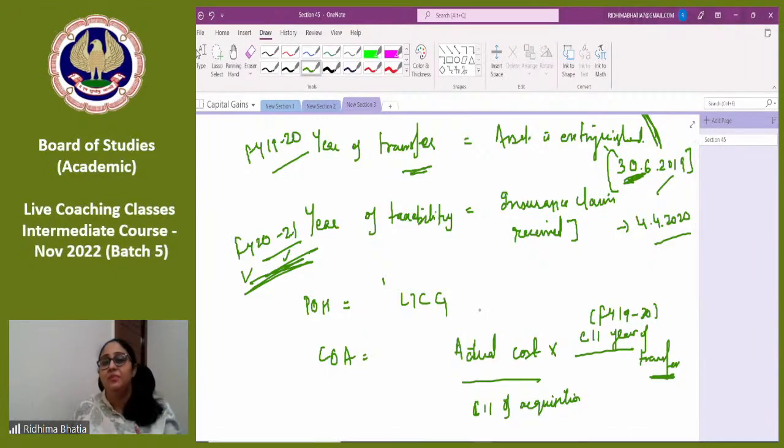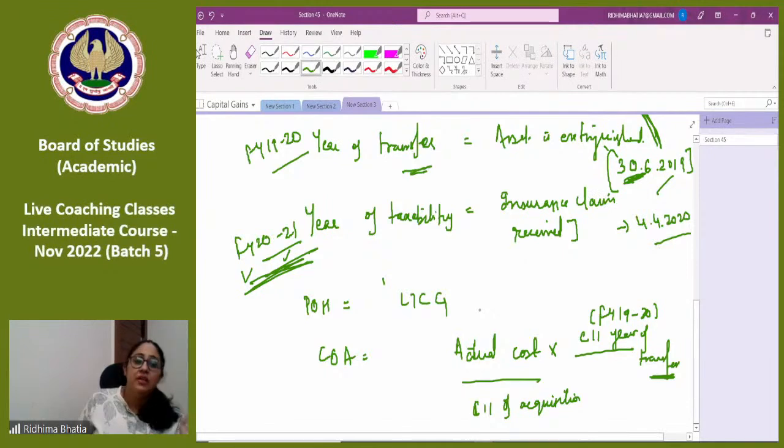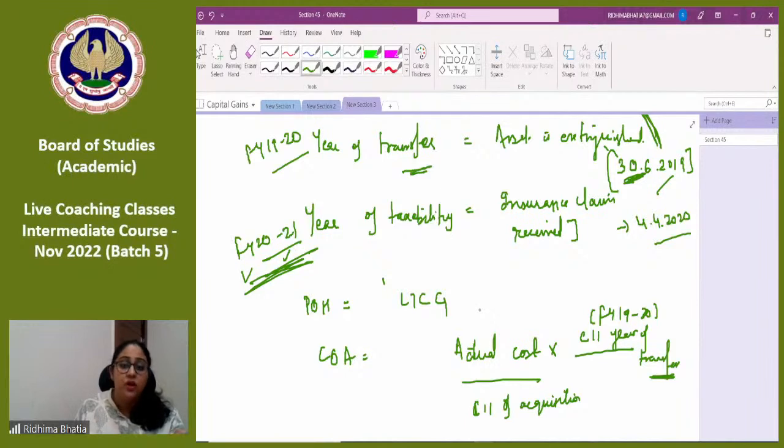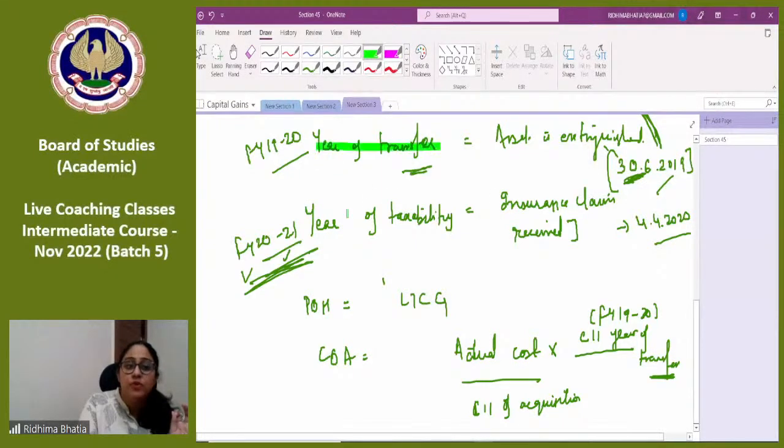Why did we defer the taxability? Because we did not know the full value of consideration, which is the insurance claim. Hence, we are just waiting to get to know our full value of consideration. That's why we are just deferring the taxability. We're nowhere deferring the calculation or playing with our concept of transfer and all those things. We are just deferring the taxability. Your calculation would always be based on where the transfer year is. So it is very important to distinguish between this and this to get the correct answers in your question.